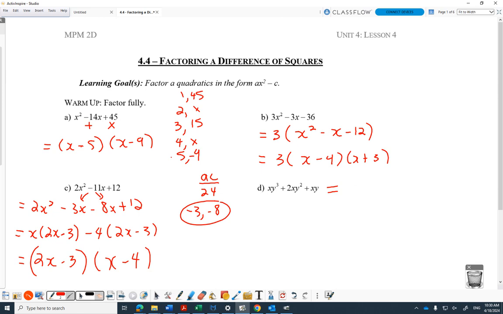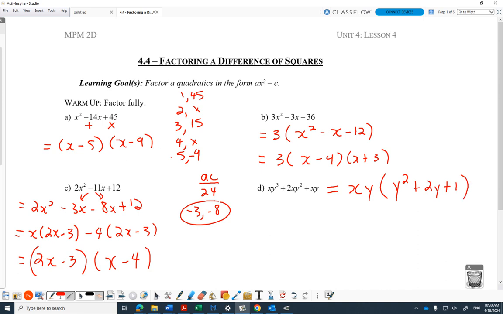First step, common factor. Is there something common to all these? No number divides into all these. What about x's? Oh yeah, there's an x in each part, so x comes out of each part. What about y's? Y cubed, y squared, and y? I can take out a y as well. And when I take out xy, I get y squared plus 2y plus 1.